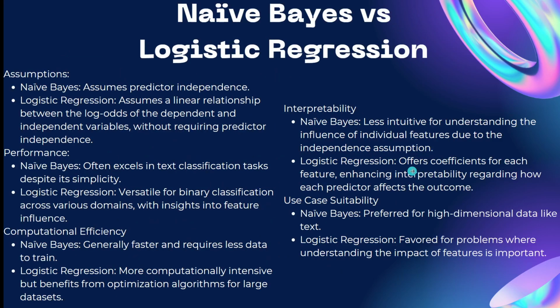There is also a different method called logistic regression. Logistic regression is also a common method in classification, and it uses functions, actually neurons, to calculate which class the given data belongs to. So let's talk about their assumptions. Naive Bayes assumes predictor independence, but in logistic regression, there is a linear relationship between the dependent and independent variables.